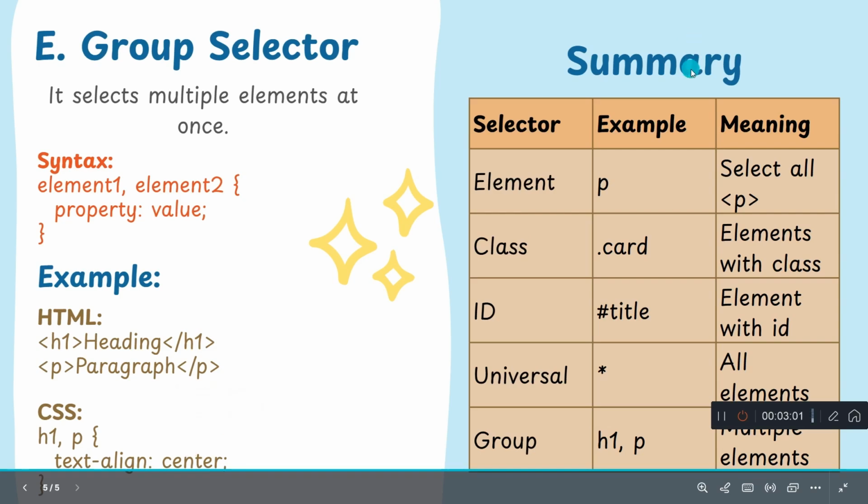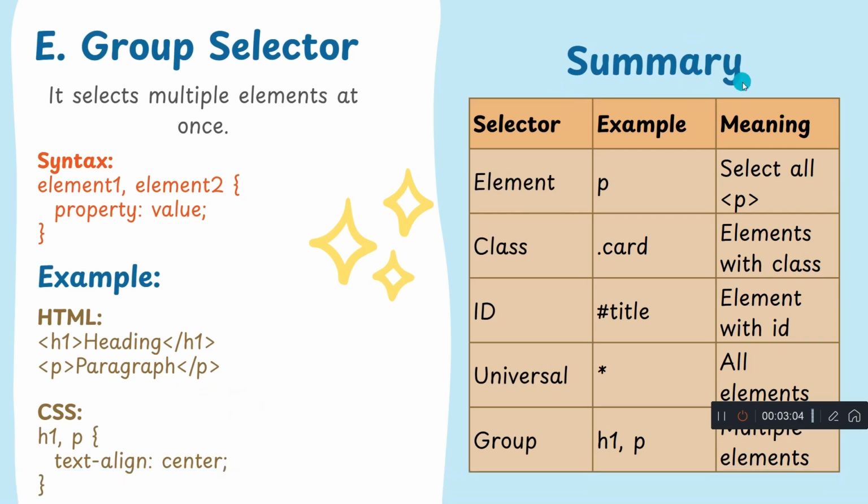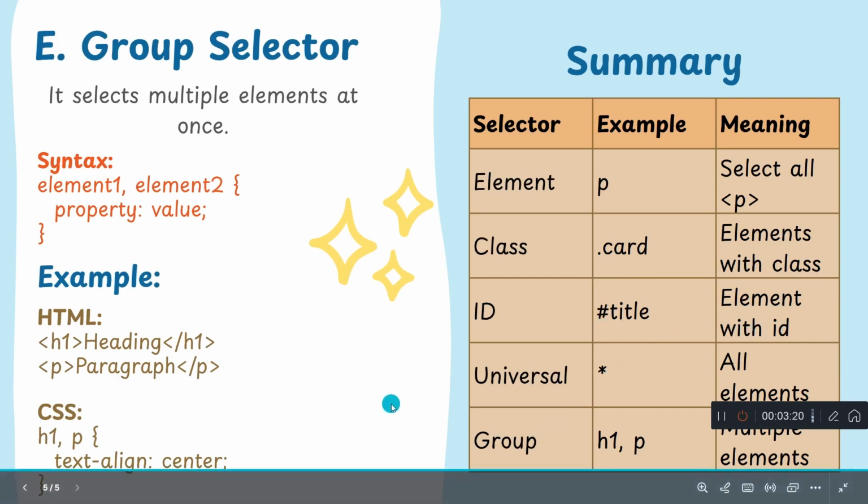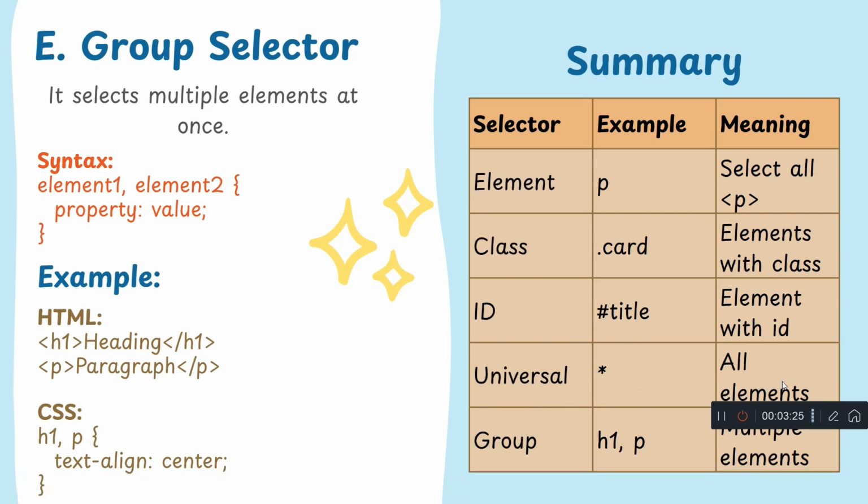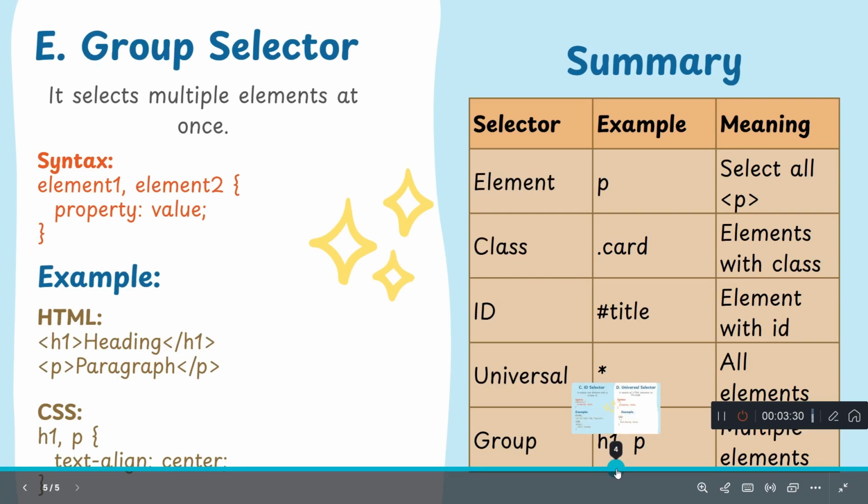So this is the CSS selectors summary that you can see on the right side. Element is just a paragraph and selects all the paragraphs. Class is just a dot card, as we have seen, that selects the elements with the class. ID with hash title selects the element with that ID. The universal selector uses the asterisk and selects all the elements, that is, it is applicable throughout the entire web page. Group, in this example, we have selected h1 and paragraph, so the same styling is given to multiple elements, that is header 1 and the paragraph.